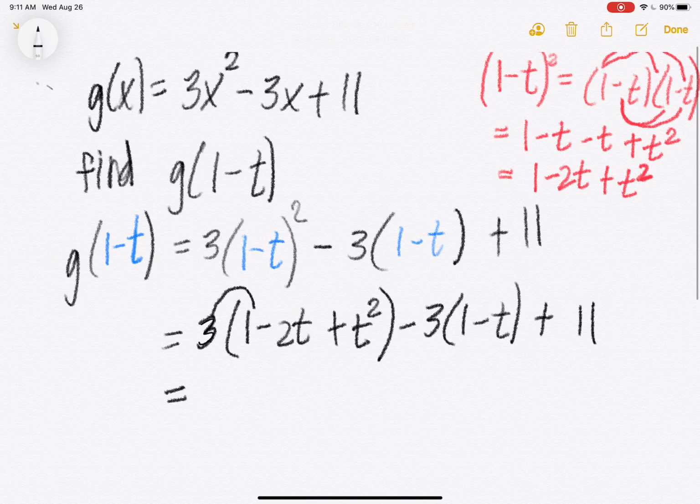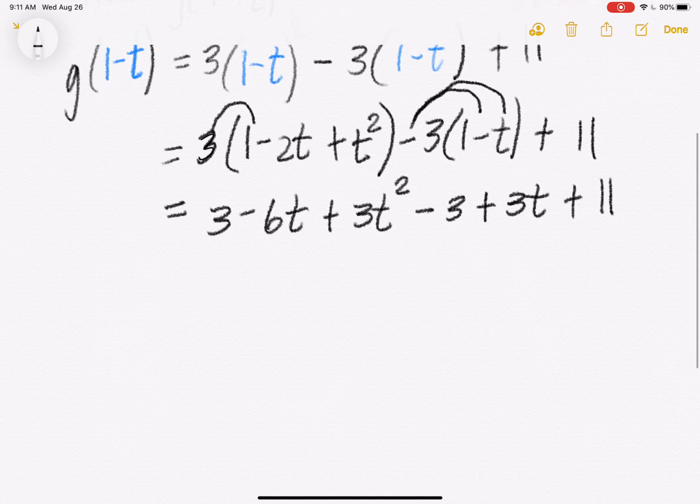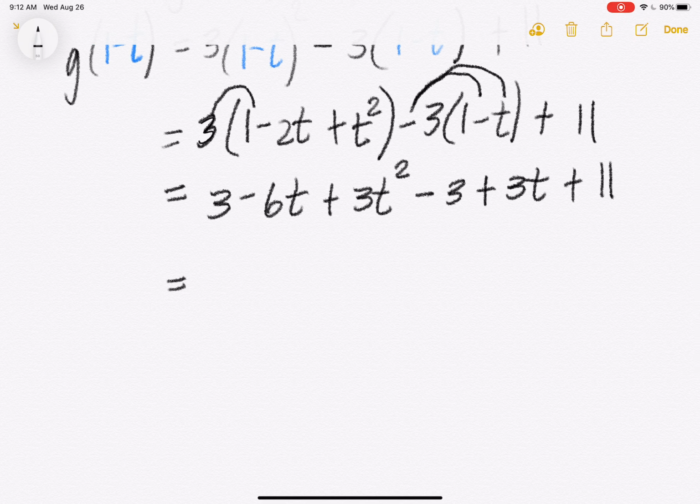So 3 times 1 is 3, negative 6t, 3t squared. I'm going to distribute the negative 3 this time. Be careful right here, when there's negative 3 times negative t is positive 3t. I'm just going to, from here, combine my like terms. There's only one item that had a t squared with it. You notice we have a negative 6t and a positive 3t. So that'll just give us negative 3t.